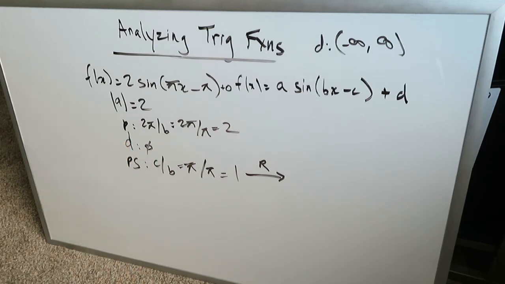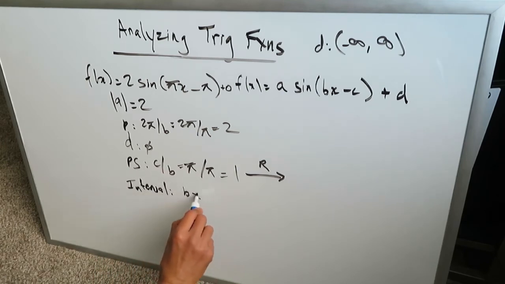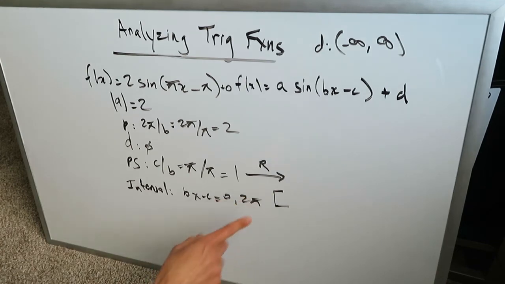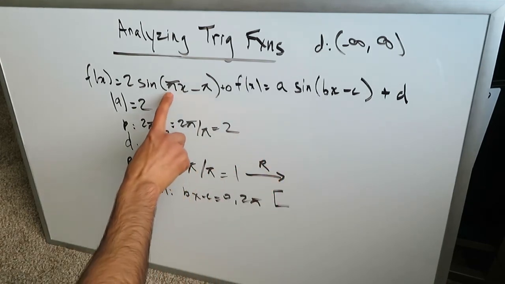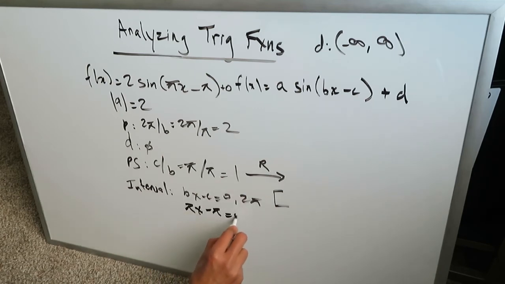Okay? What else? Interval. Our interval is always bx minus c is equal to 0 comma 2 pi. We can do this calculation in our head. bx minus c equals 0 and 2 pi. What's our bx minus c? It's pi x minus pi equals 0 and pi x minus pi equals 2 pi. So all we have to do is actually calculate this. When we take right here, pi x minus pi is equal to 0 comma 2 pi, and we're solving here for x.